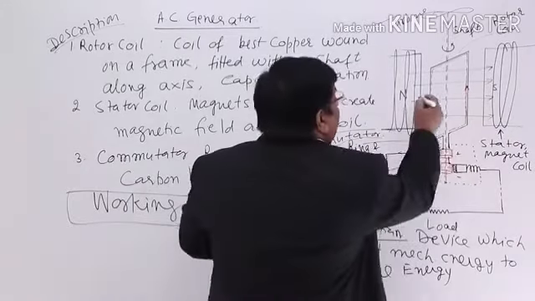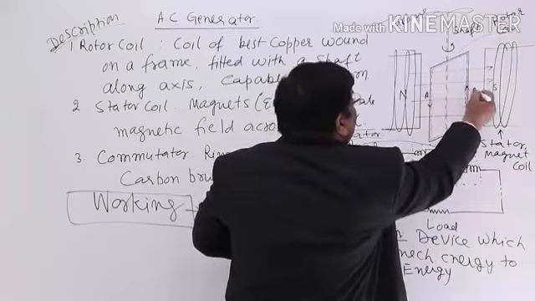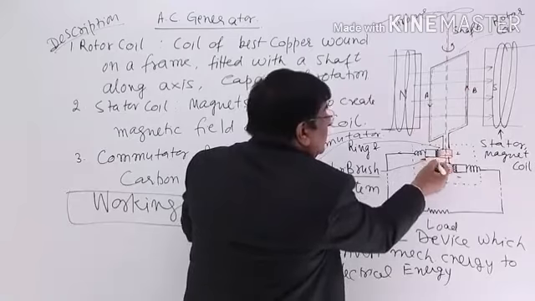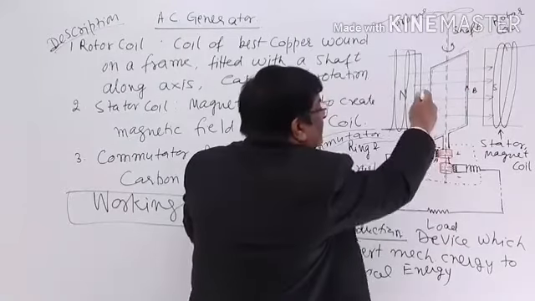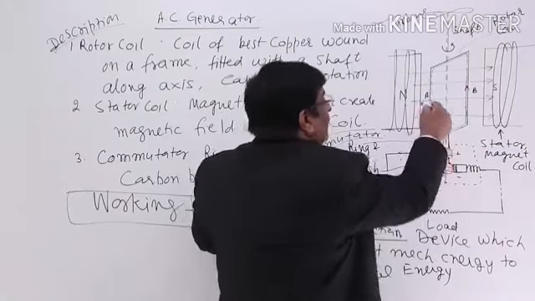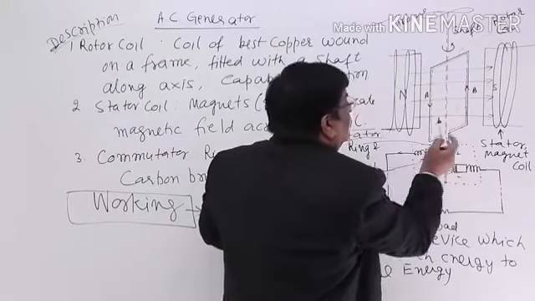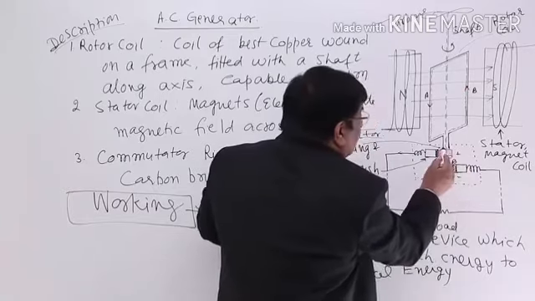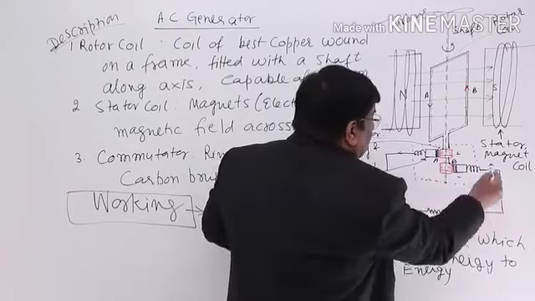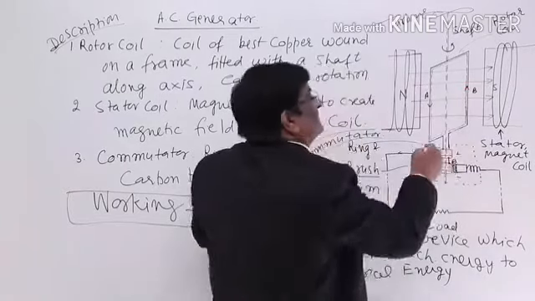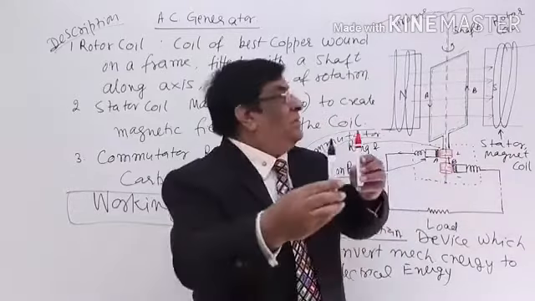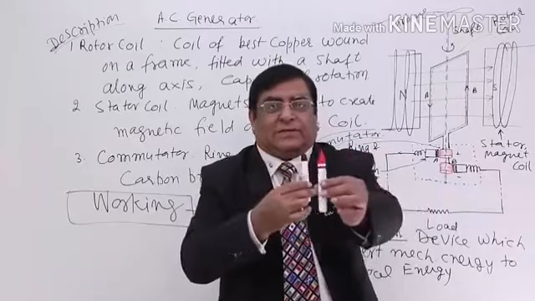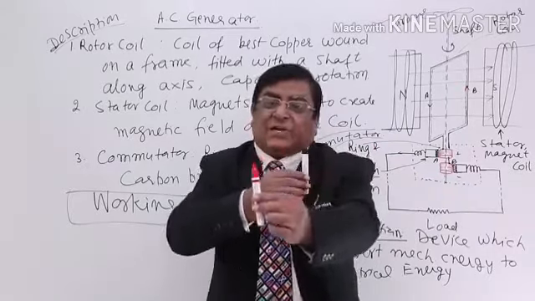This is side A, this is side B. So the current is coming to A and going out from B. So current comes from here, here, here and goes here. Now I am taking it inside. After that it starts going up.